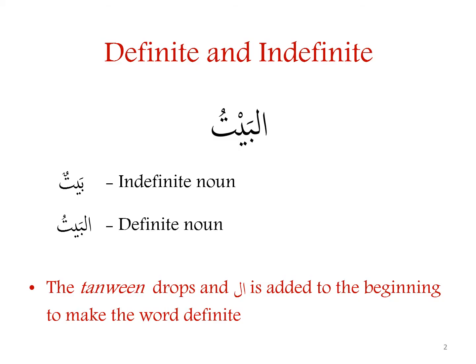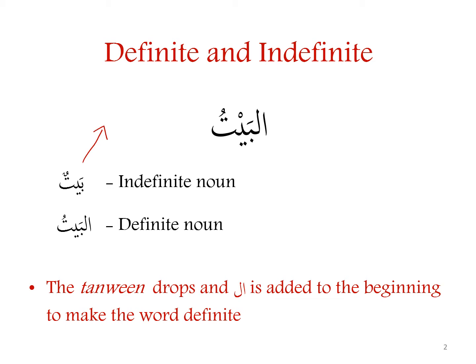So we have the concept of definite and indefinite, and this applies to nouns. So a noun can be definite or ma'rifah, or indefinite, nakira. And the way that we can change an indefinite noun into a definite noun is actually quite simple. So let's look at this example here. We have the word baytun. Now baytun is an indefinite noun.